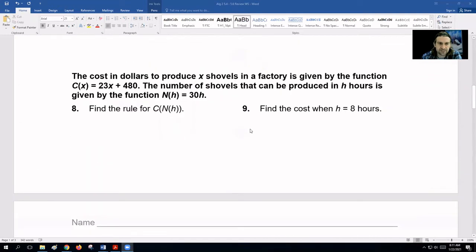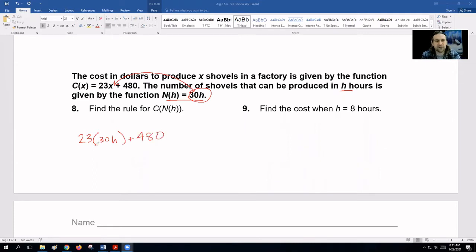All right, some more composite functions. The cost in dollars to produce x shovels in a factory is given by the function C of x equals 23x plus 480. Okay, so here's the cost function. All right, the number of shovels you can produce in h hours is here. Find the rule for, and okay, so what would this be? If I take this equation and plug it into there, we would get 23 times 30h plus 480.